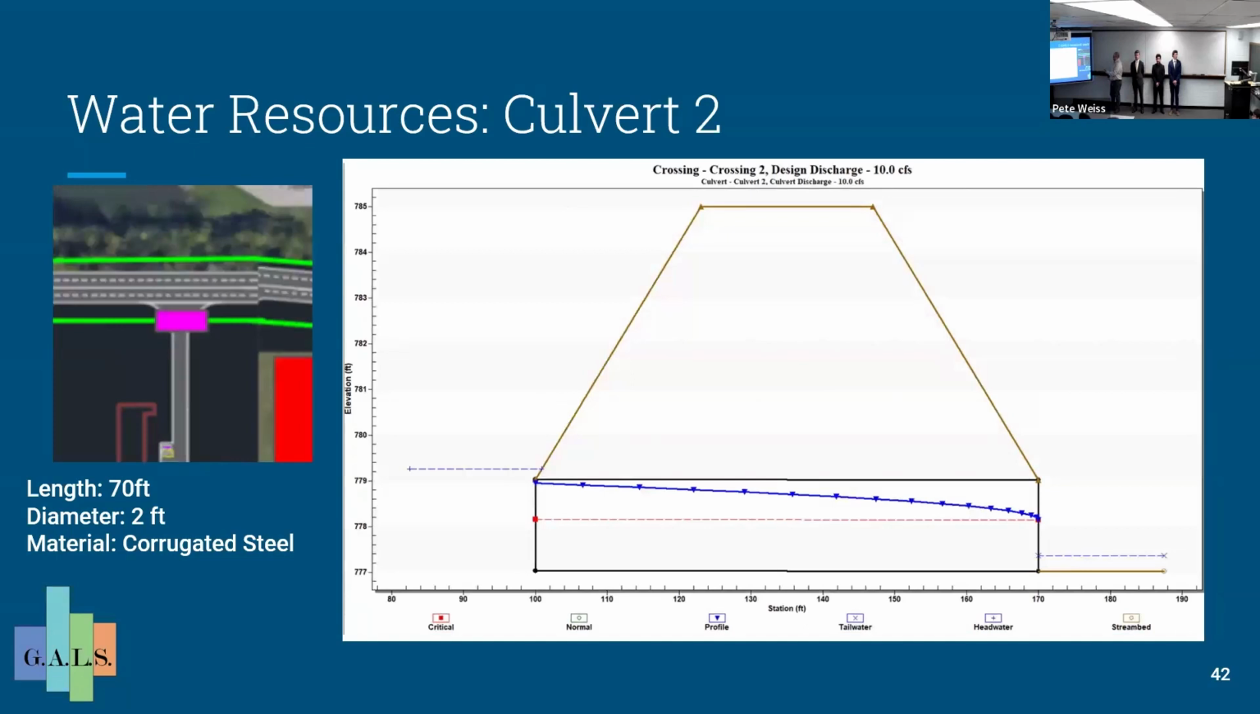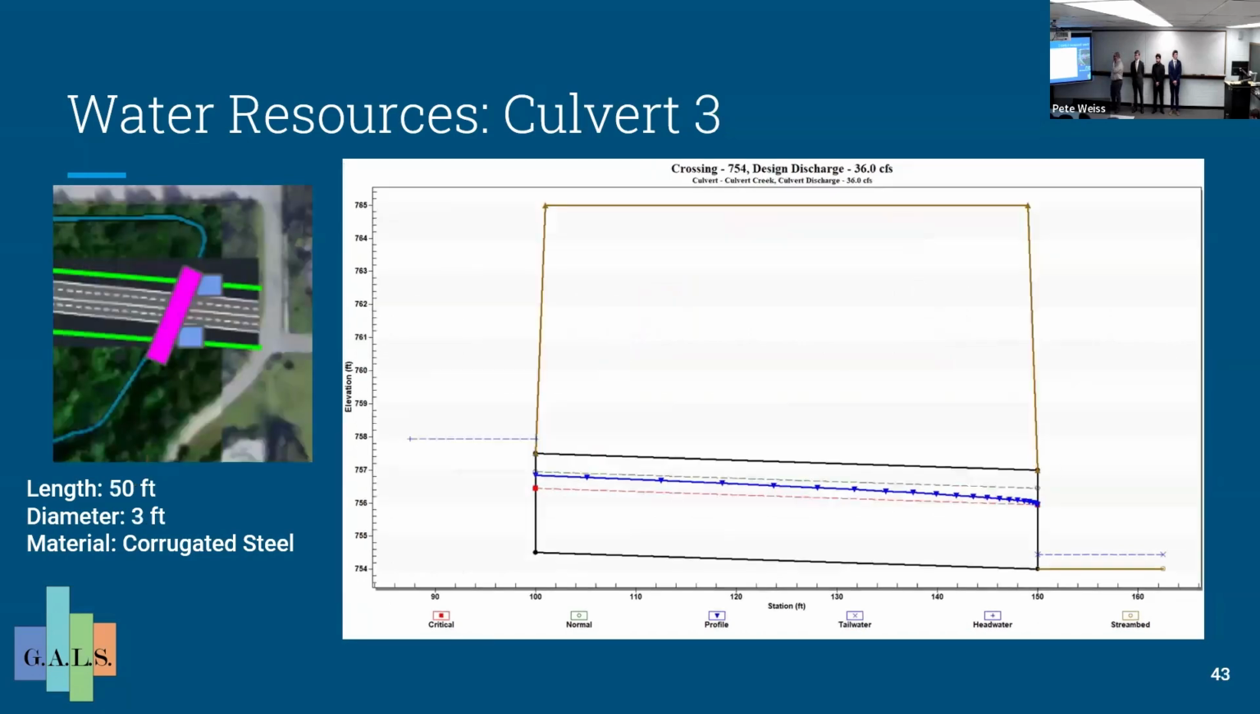Culvert 2 is similar, also isn't overflowing the roadway. It's also a length of 70 feet and diameter of 2 feet, same material. This is located at the second parking lot. Culvert 3 is located at the crossing of Salt Creek. It has a length of 50 feet and a diameter of 3 feet. It needs to be a little bit bigger because there's actual creek running through it underneath the roadway, so I have to adjust for that, and it's also not overflowing the roadway, which is good.